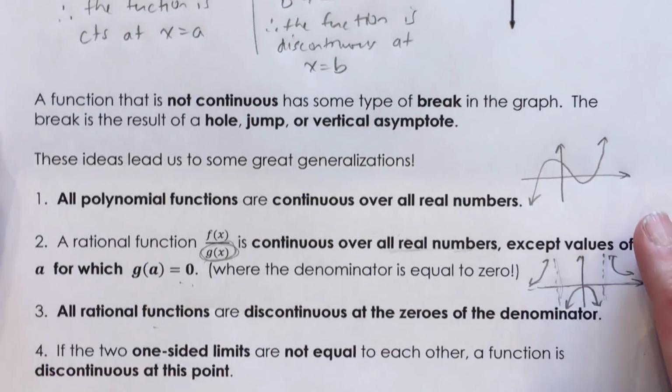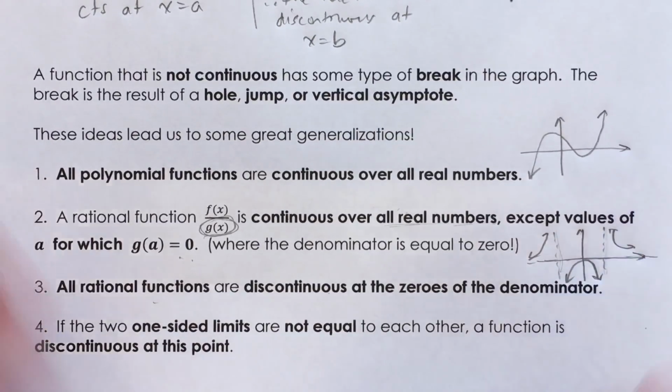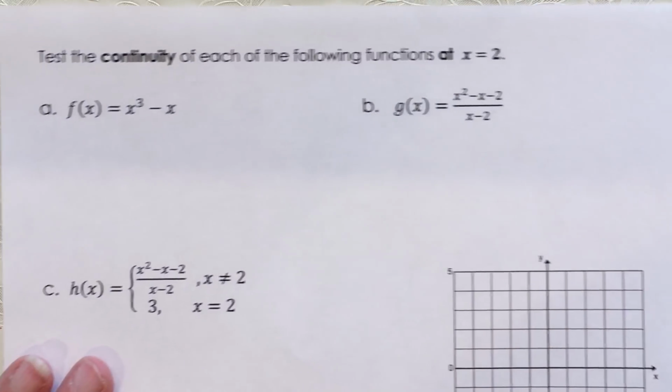And then, so for piecewise functions, we want to check and see, are the two one-sided limits, so the limit from the left and the limit from the right, equal or not equal? If they're not equal, the function is discontinuous at the point we're talking about. So now we're going to try to use that test.